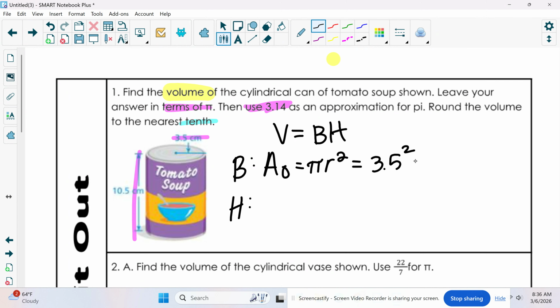3.5 squared pi. So put that literally in your calculator like that. 3.5 squared pi symbol. What do you get? 38.48. No. Don't expand it out. 38.5. 38.5 pi. Is the pi symbol behind it? No. Then you expanded it out. That's not what you're supposed to do.